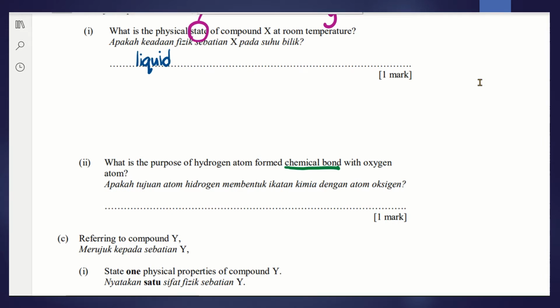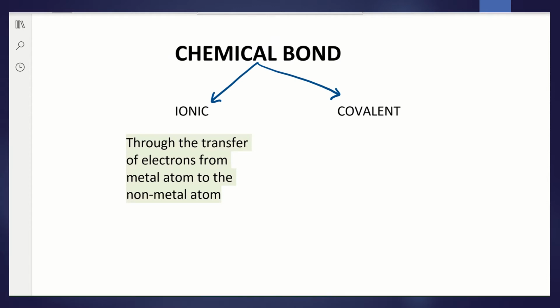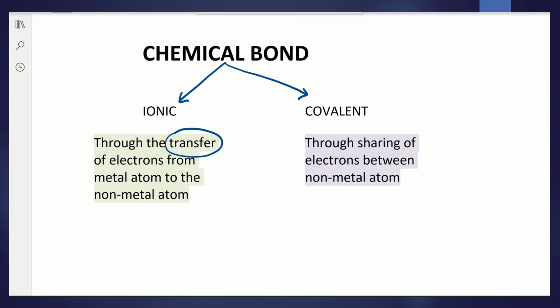Next, what is the purpose of hydrogen atom forming chemical bond with oxygen atom? Before we proceed with this question, let us revise the chemical bonds that we study in this topic. We have 2 types of chemical bond, which are ionic and covalent bond. Ionic bond is formed through the transfer of electrons from metal atom to non-metal atom, while covalent bond is formed through sharing of electrons between non-metal atoms.